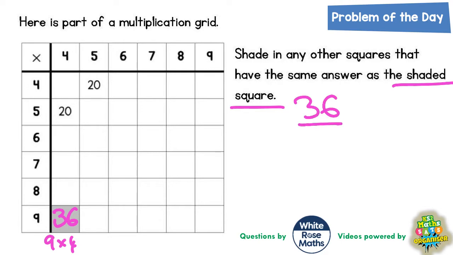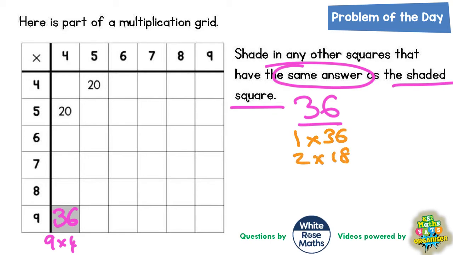Now we need to find any other squares that have got the same answer as that, so any other squares that have got an answer of 36. One thing to do here would be to make a note of the factors of 36. You can have 1 times 36, 2 times 18, 3 times 12, 4 times 9, and 6 times 6. All of those times together to make 36.